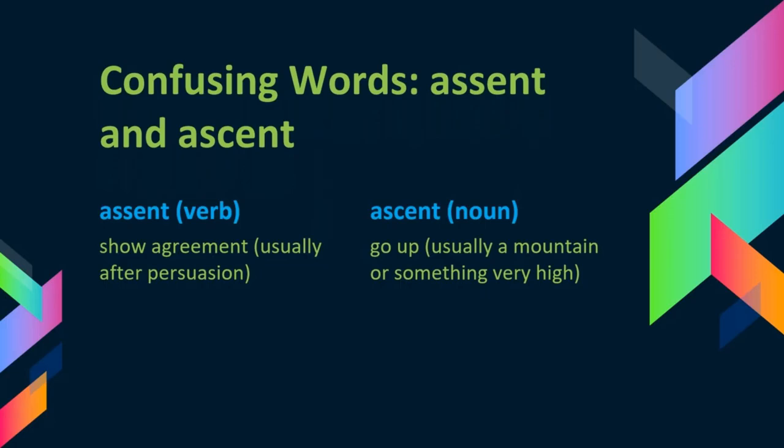And now we have our confusing words of the day, the verb assent and the noun ascent, which are spelled differently. As a verb, assent means to show agreement, usually after some persuasion. As a noun, ascent means to go up, usually a mountain or a pyramid or something very high.